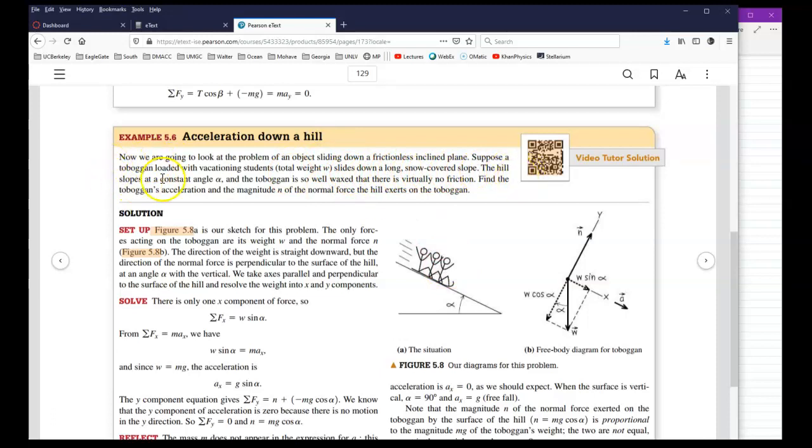The hill slopes at a constant angle alpha right there, and the toboggan is so well waxed that there is virtually no friction. Okay, we're just going to assume it's frictionless surface. That's basically what he's saying. All right, find the toboggan's acceleration, A. Okay, he wants to know A. And the normal force, okay? All right. Easy enough, I hope. Again, there's no numbers. I'm sorry, there's no numbers.